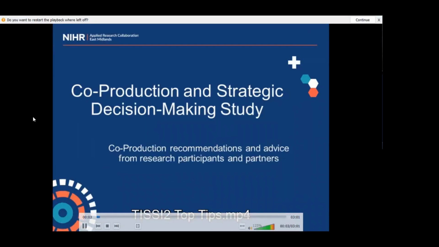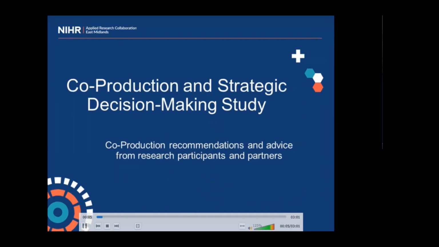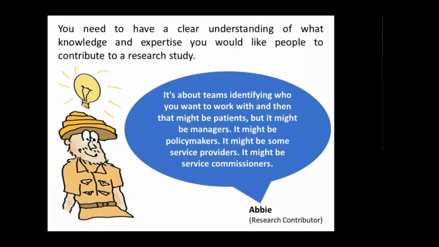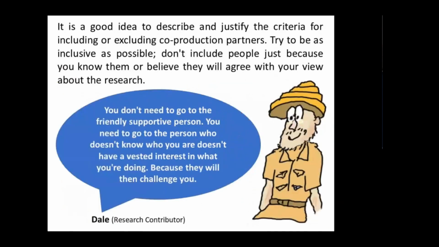Research participants and partners have helped us to develop some advice for those new to co-production. We would like to share some tips that might help in your co-production journey. You need to have a clear understanding of the experience, knowledge or expertise, or what you would like co-production partners to contribute to the research study. It is a good idea to describe and justify the criteria for including or excluding co-production partners. Try to be as inclusive as possible. Don't include people just because you know them or believe they will agree with your view about the research.